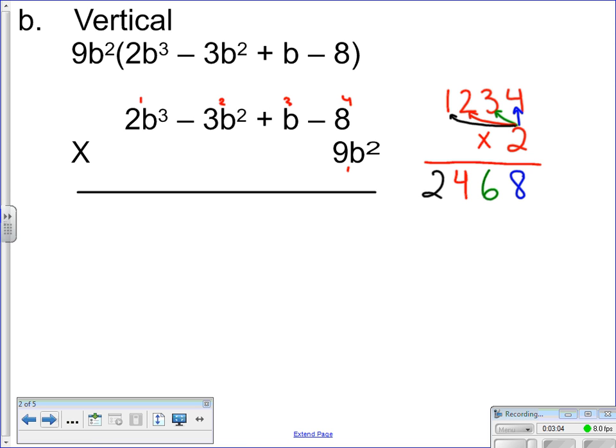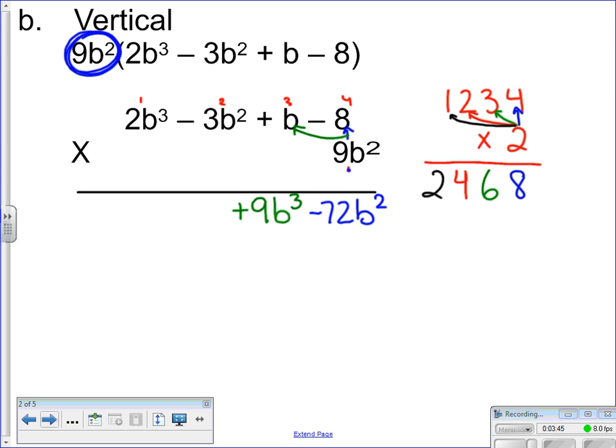Well, the same thing happens in this problem. If you take your 9b squared and put it on the bottom here, you simply multiply it one at a time times each of the 4 parts. 9b squared times negative 8. 9 times negative 8 is negative 72 b squared. Then you move on to the next part. 9b squared times b. 9b cubed.